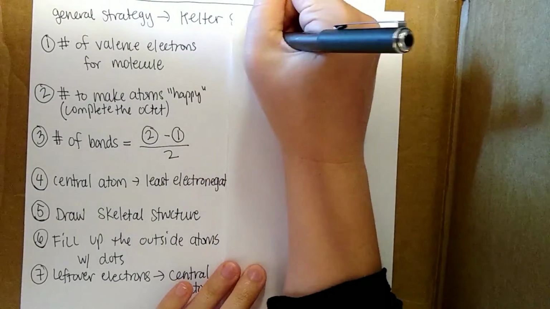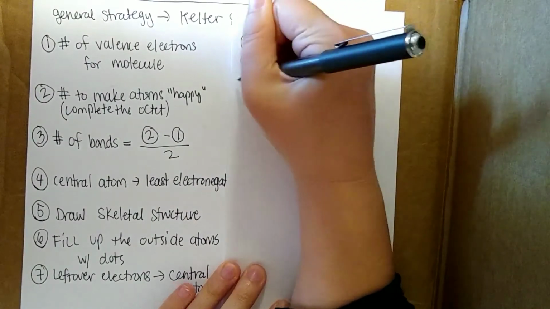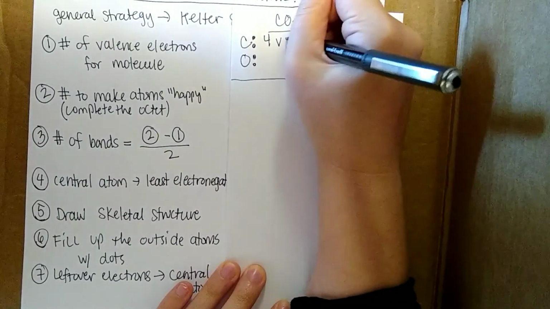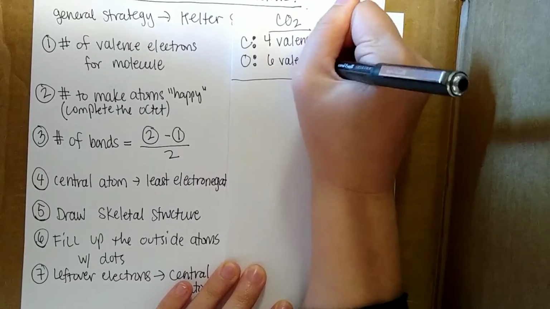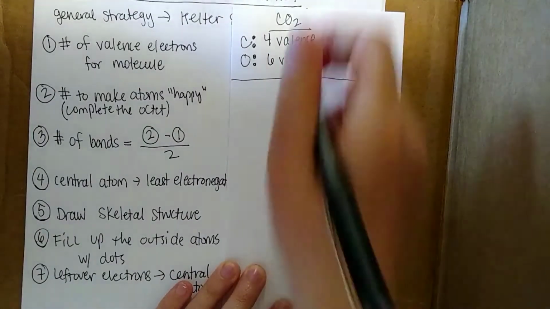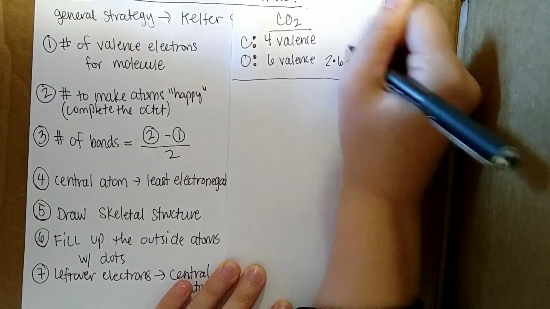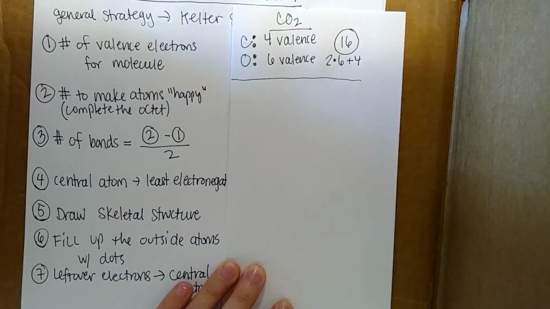We can look at the periodic table to figure out the number of valence electrons here. Our carbon is going to have 4 valence electrons, and oxygen has 6. So in total, the molecule has 2 times 6 plus 4. So we're looking at 16 valence electrons.